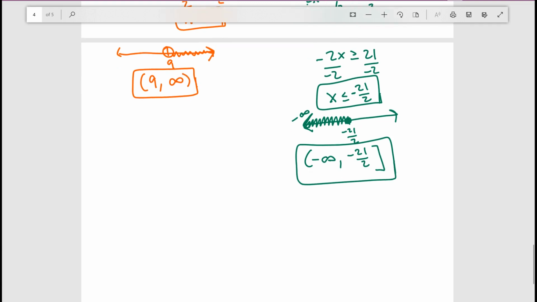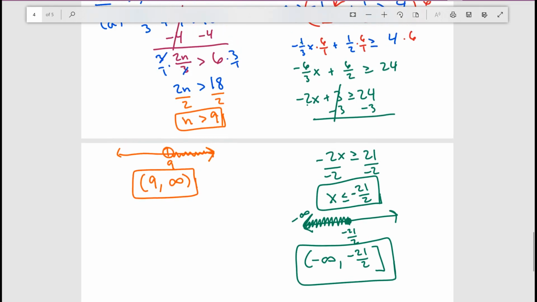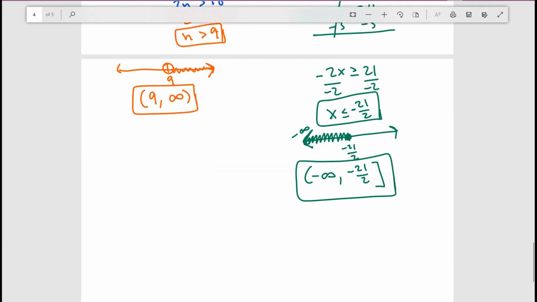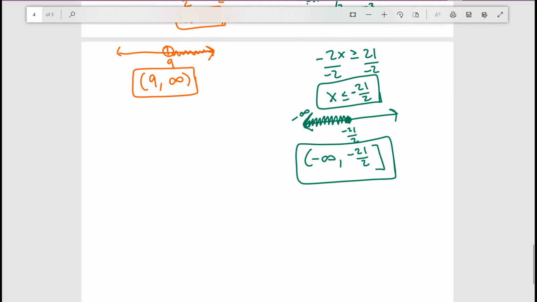All right, and that's basically all there is to solving these types of inequalities. These problems can be really, really complicated if you don't switch the sign, because you might be doing things very, very wrongly, and you won't get the right answer. But that's basically all there is to these problems.